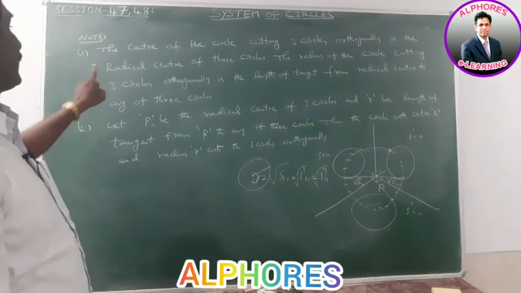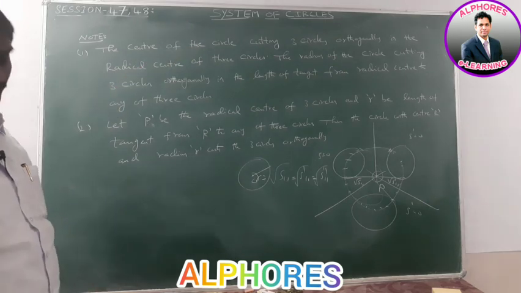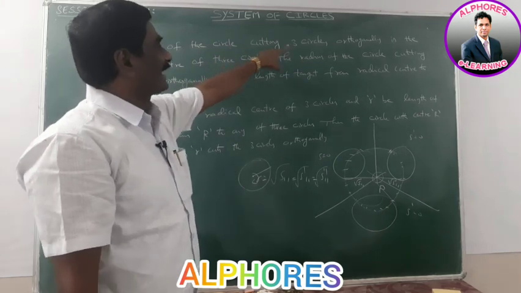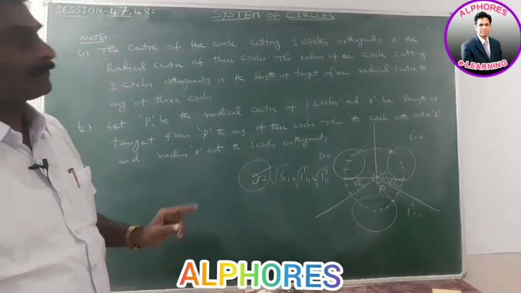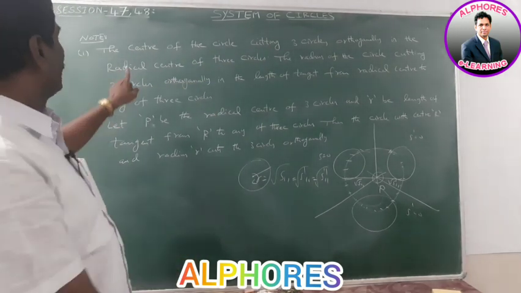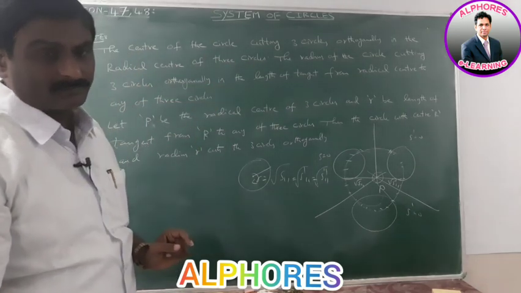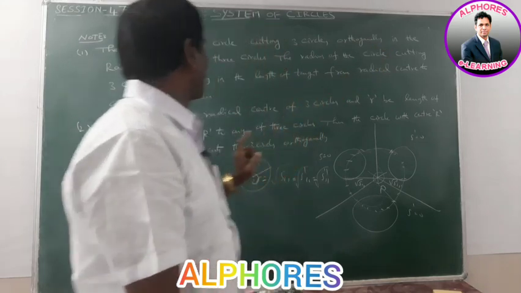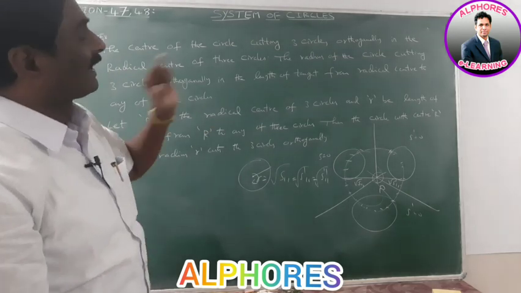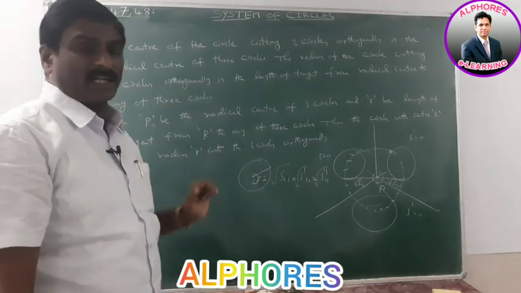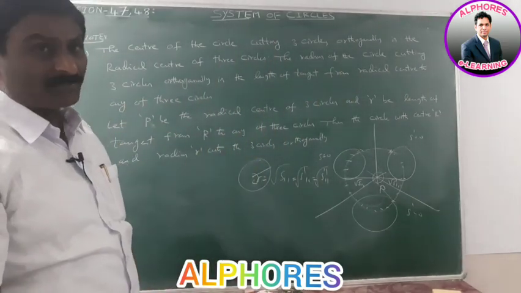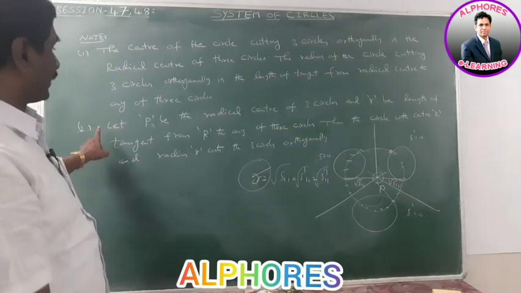Please note this point. The center of the circle cutting three circles orthogonally is the radical center of the three circles. The radius of the circle cutting these three circles orthogonally is the length of the tangent from the radical center to any of the three circles.